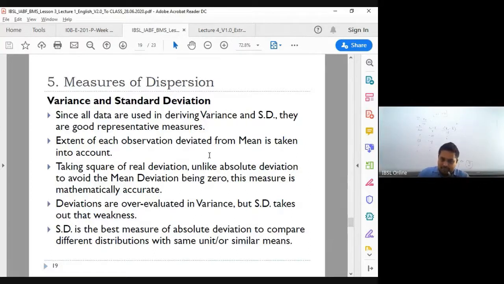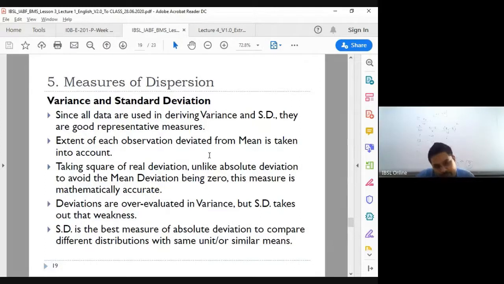But if instead of taking the mean deviation values with modulus we take them without modulus, it will always come to a value of 0. So that is why we took the modulus when we're discussing the mean deviation. Variance and standard deviation gave an answer to that problem of the mean deviation being 0. We could still take the negative values, but when we take the square value, automatically, irrespective of whether it's a positive number or a negative number, it becomes a positive number.